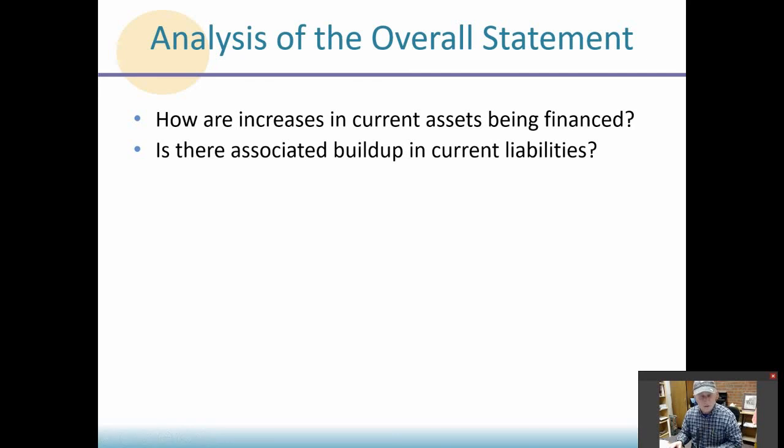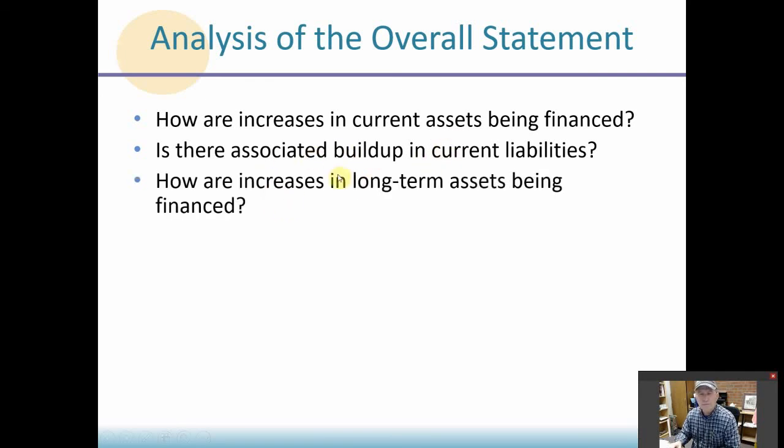So analysis, things that you look at, right? How are increases in current assets being financed? If you get big increases, and by that I mean inventory, let's say, and accounts receivable, so you're growing like crazy. This happens, and it creates a lot of difficulties with companies. They're growing like crazy. They've got inventory coming in, and they've got accounts receivable being created, but where's the cash? And that creates problems. So how do you finance those things, right? So an associated buildup in current liabilities. Again, that kind of would be the financing of those things.